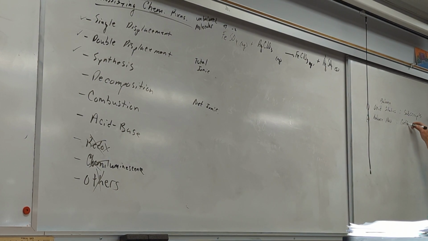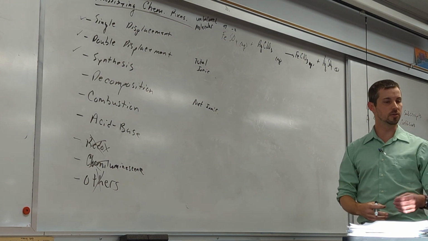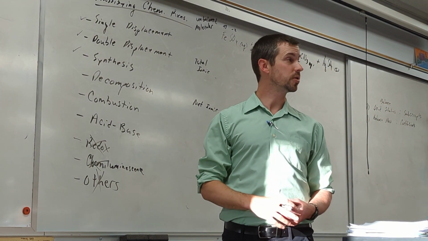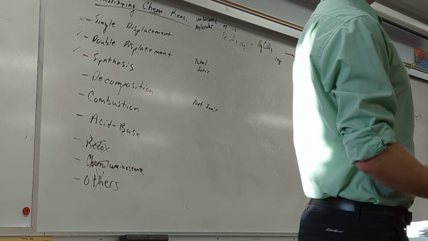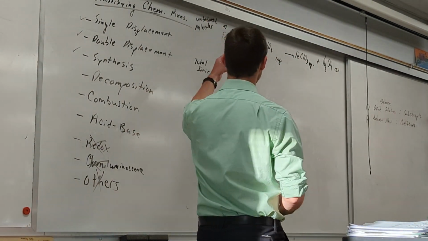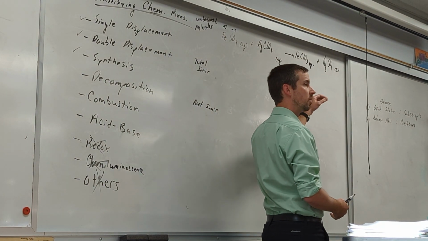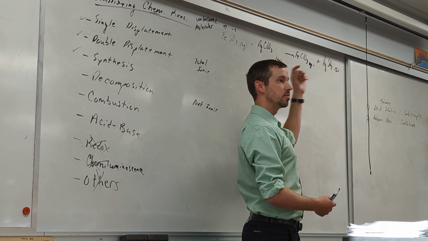Coefficients. So conservation of matter and energy says you can't create or destroy matter or energy. You can only transfer it from one system to another or transform it from one type to another. So if iron shows up on the left side, the reactants, it has to show up on the product side. If it shows up twice, it has to show up twice.